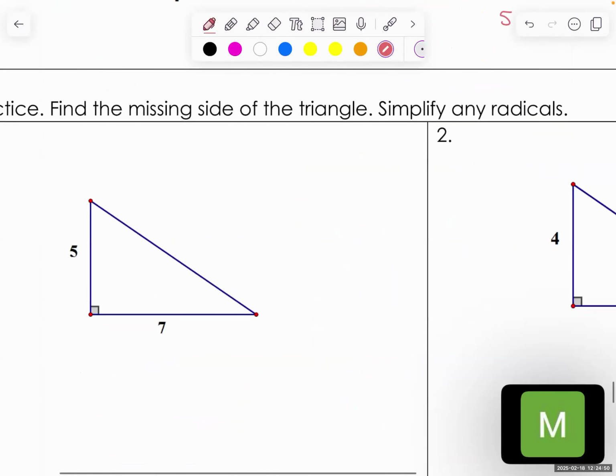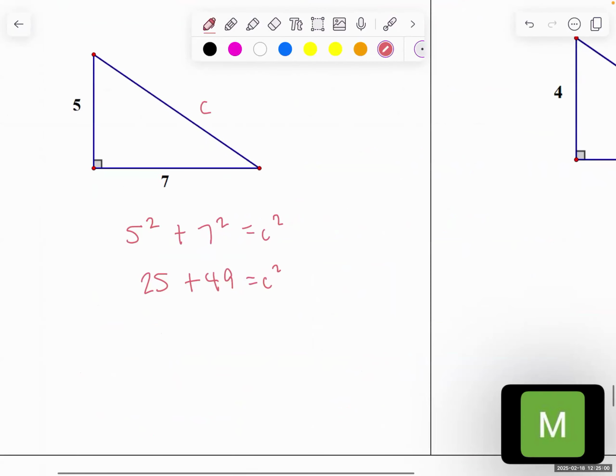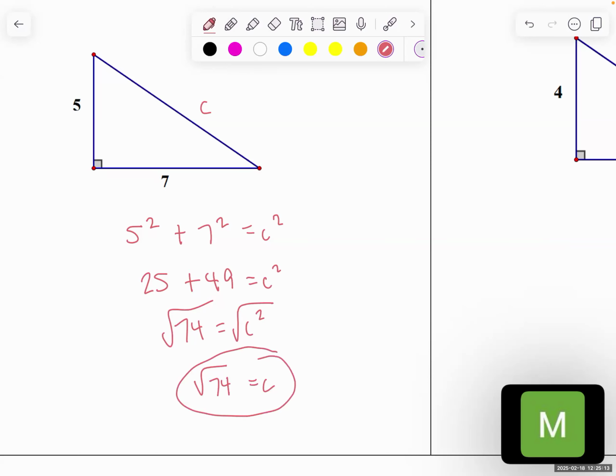Likewise in this next one, I'm going to let this be C. 5 squared plus 7 squared gives me C squared. So 25 plus 49 equals C squared. 74 equals C squared. So then C is the square root of 74. Now, this does not break down into any perfect square, so that's my final answer.